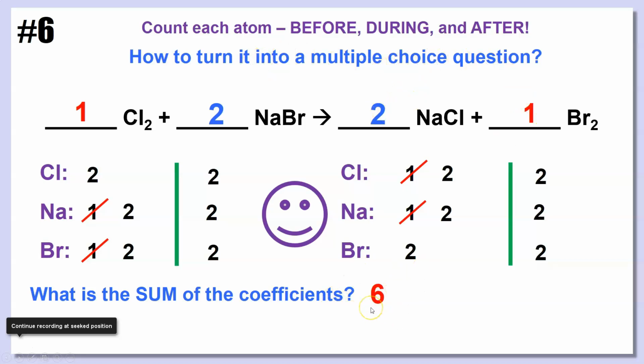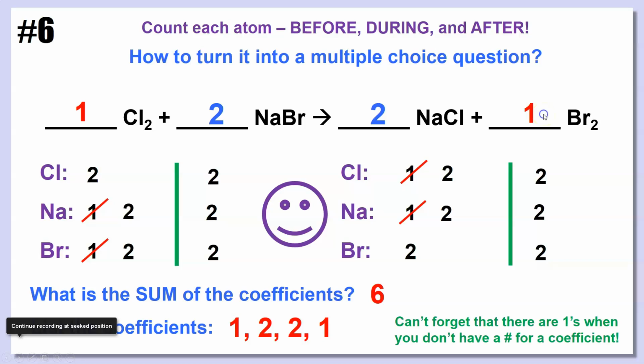So when I add up 1 plus 2 plus 2 plus 1, I get a sum of 6. The other way to do this is I could be asking you to list the coefficients. You list from left to right, you separate them with a comma. So the answer would be 1, 2, 2, 1. You can't forget on either of these methods that there is a 1 present. Okay?